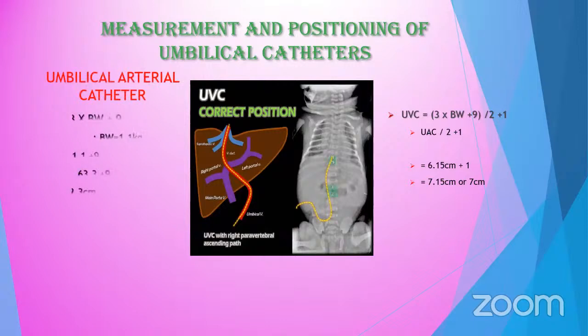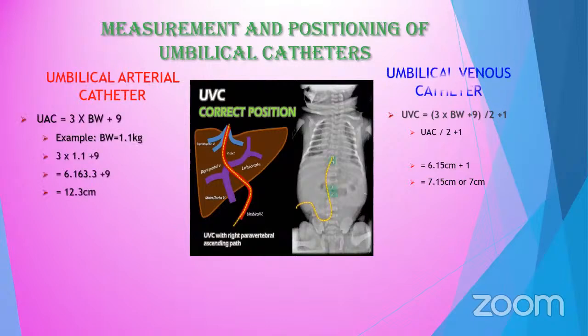Here I cite some examples of measurement and positioning of the umbilical catheter. For example, we currently have baby boy Sajida, our current patient. We did UVC and UAC. The working weight is 1.1 kilogram. So 3 times 1.1 plus 9 is equal to 6.3 plus 9, which is equal to 12.3.